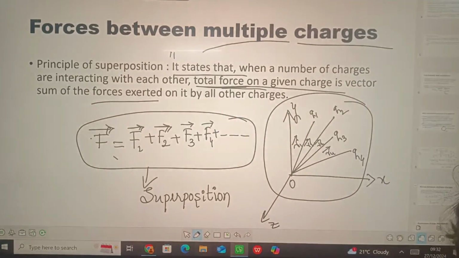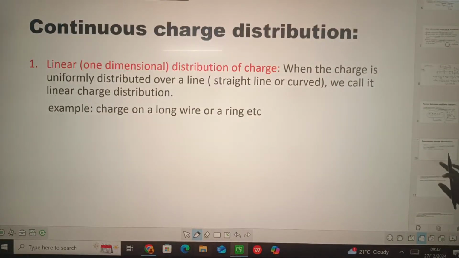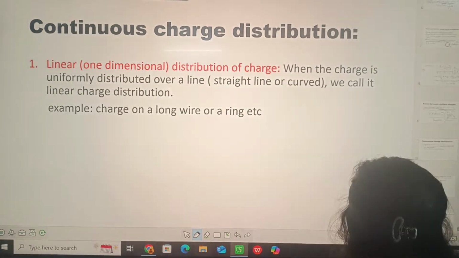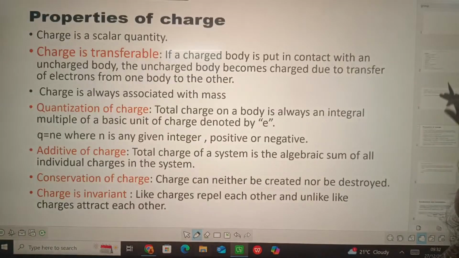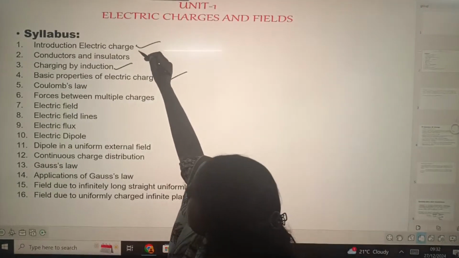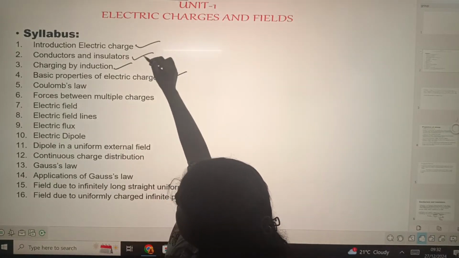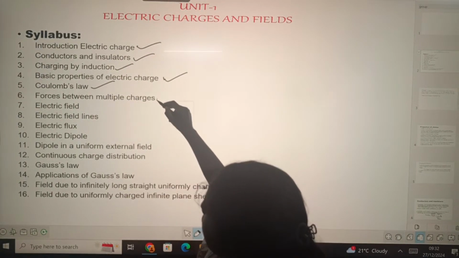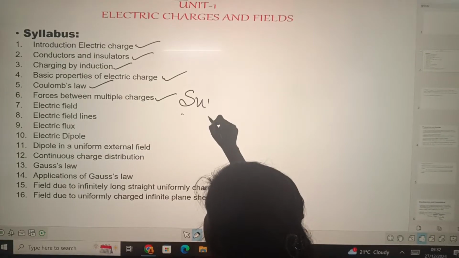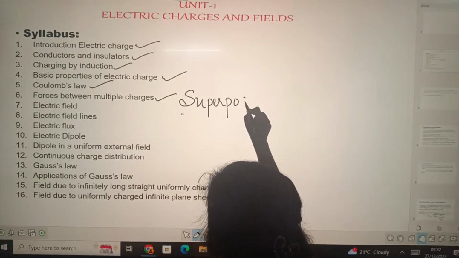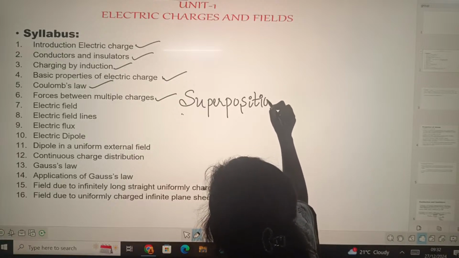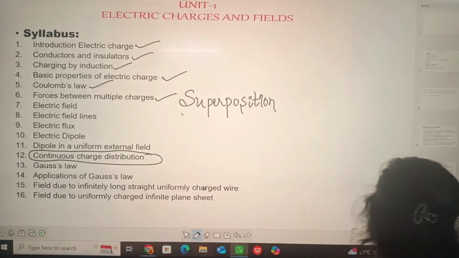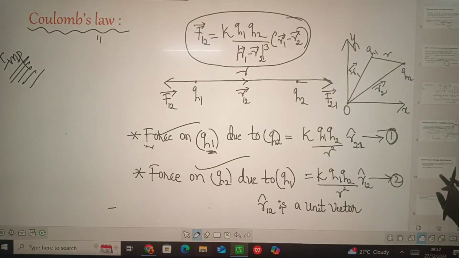In the next concept, continuous charge distribution. In the syllabus I have covered introduction to electric charges, conductors and insulators, charging by induction, basic properties of electric charges, Coulomb's law, and forces between multiple charges, which is also the principle of superposition. Now we are going to deal with continuous charge distribution.